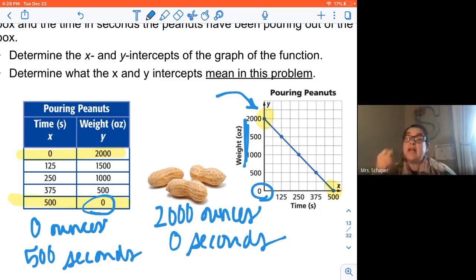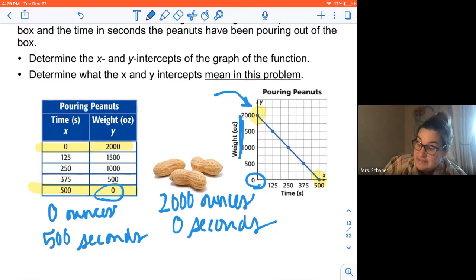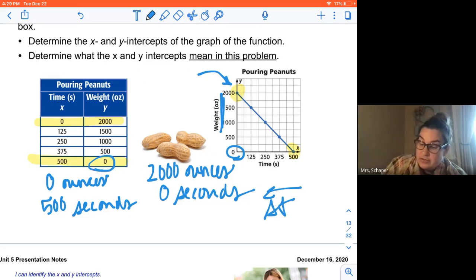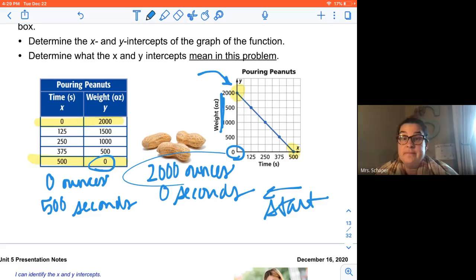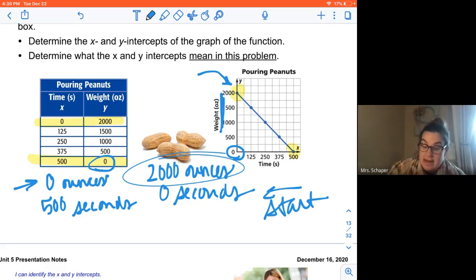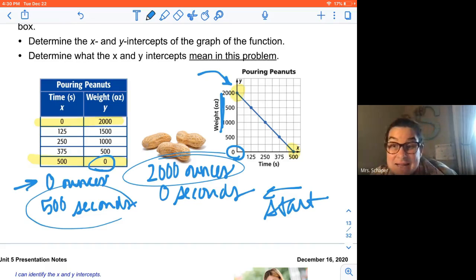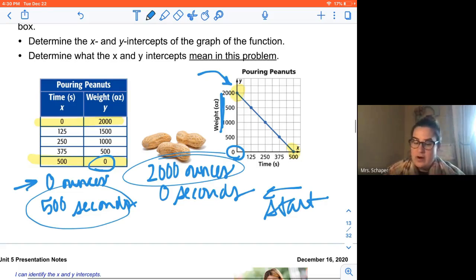Okay, so that's what we're talking about when we're saying, what do they mean? We mean that at 0 seconds at the start, there were 2,000 ounces of peanuts. At 0 ounces, so when the box was empty, it took 400 seconds to empty that box. So we're interpreting what those mean. All right, here we go.